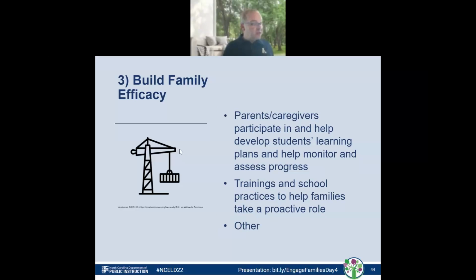So some suggested activities that could help are parents or caregivers participate and help develop students' learning plans and help monitor and assess their programs. Also, the idea of trainings and school practices to help families take a more proactive role in their child's education.